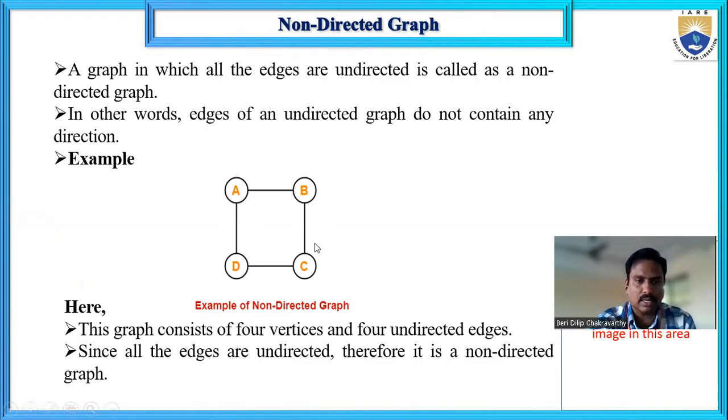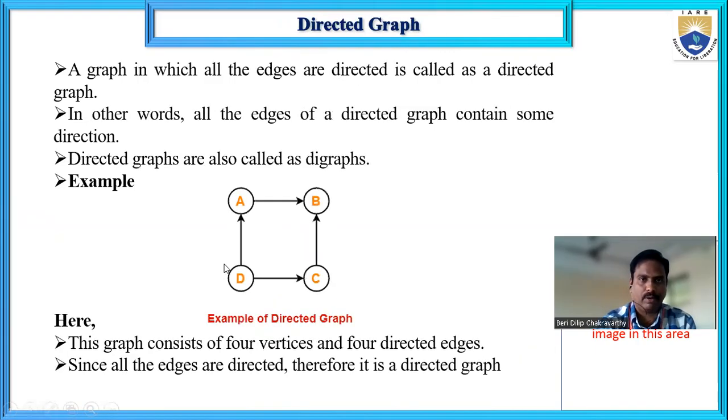Since all the edges are undirected, it is an undirected graph. As it consists of all undirected edges, we call it a non-directed graph. Now observe this directed graph, which is the opposite of an undirected graph. In an undirected graph, there is no direction, but here the direction is given.